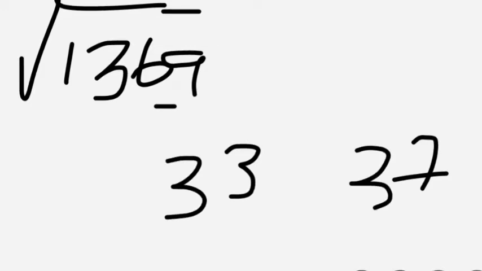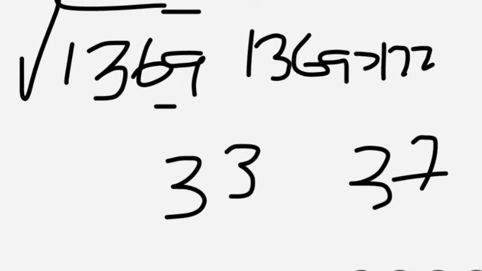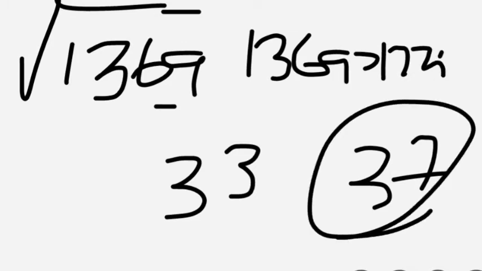35 square would be 1225. 1369 is greater than 1225, so we have to take the bigger number here. So 37. The square root of 1369 is 37.